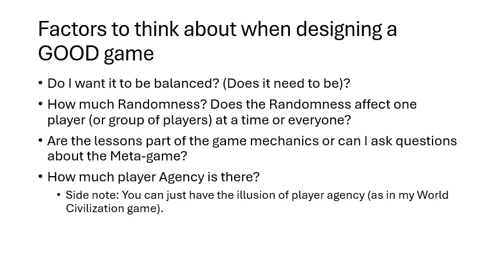Do I want the game to be balanced? Does it need to be? How much randomness? Should the randomness affect one player or a group of players at a time or everyone? Are the lessons part of the game mechanics, or can I ask questions about the metagame? How much player agency is there? Side note, sometimes you can just have the illusion of player agency and actually their choices don't matter.